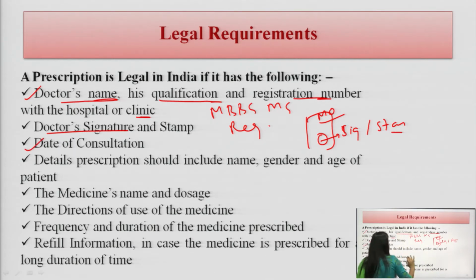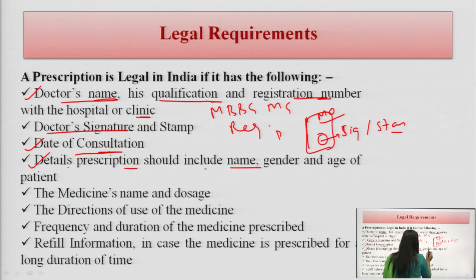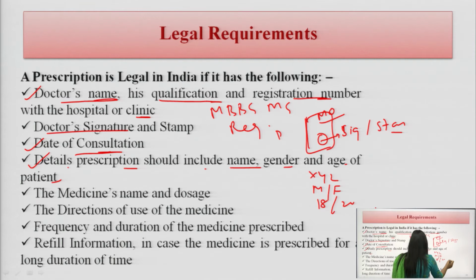There should be a date of consultation. In the prescription, it is written on what date the patient went to the physician or the clinic. So the date of consultation should be there. Details: the prescription should include the name, gender and age of the patient. On the medication order, it is written what the patient name is, XYZ, what the gender is, male or female, and what the age is, 18 years, 20 years, like this.